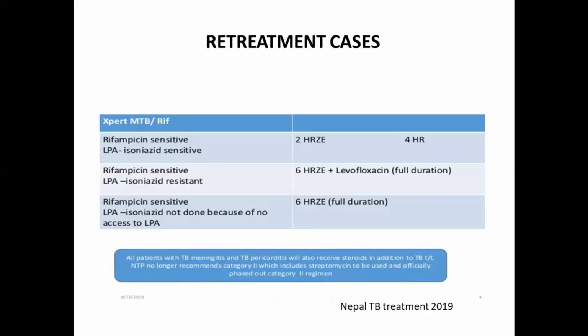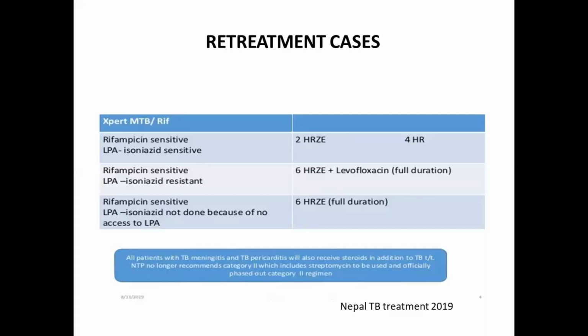Since GeneXpert is available in almost every district of Nepal, however, line probe assay is not available everywhere. If you did GeneXpert and the patient has rifampicin sensitivity, and you couldn't go for the line probe assay examination, then you should consider the patient as being isoniazid resistant, and you should treat the patient with 6 months of HRZE with levofloxacin for the full duration. That is, for 6 months, you will give the patient the regimen of HRZE.